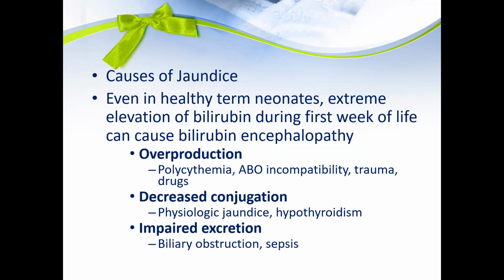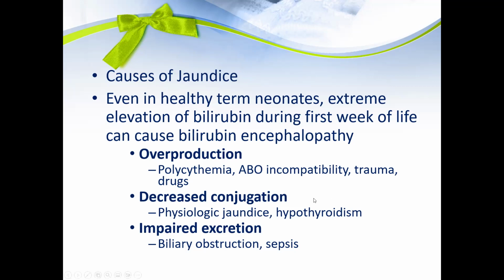Pathological is usually going to be seen within the first 24 hours. Physical doesn't occur for a few days. So pathological usually means there's something else going on. All right, so what are some of the causes? Overproduction of the red blood cells, polycythemia, too many red blood cells. So the blood's going to be really thick. ABO incompatibility, trauma, or drugs.